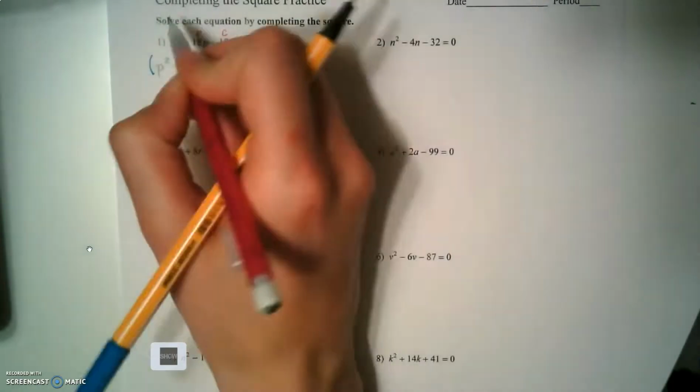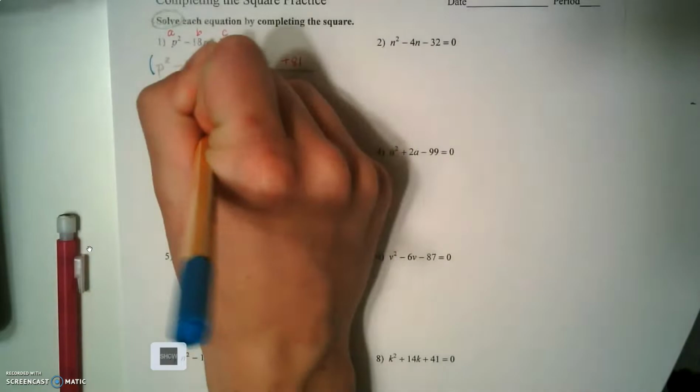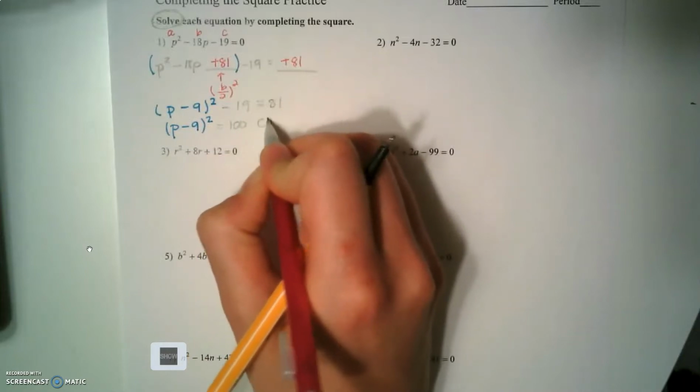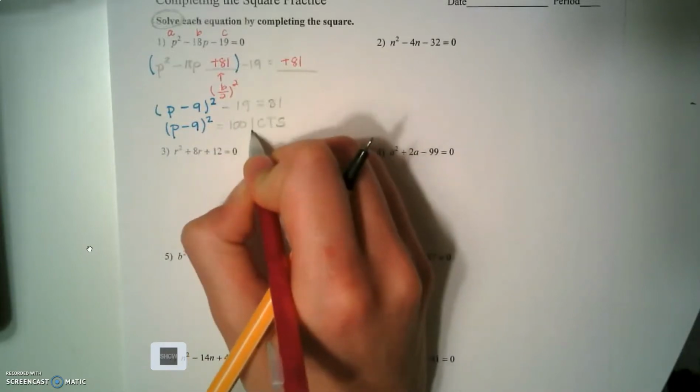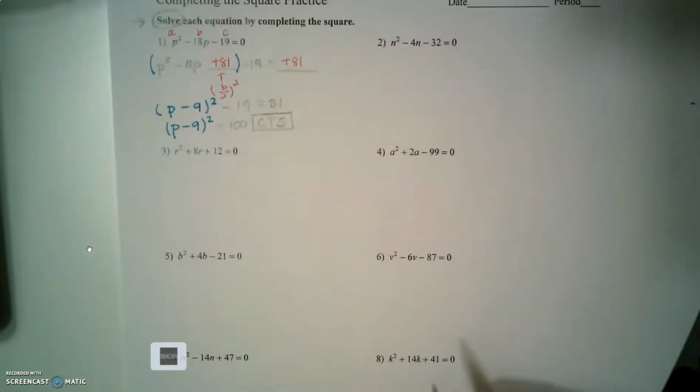Now, notice the directions say to solve. So to solve, I'm going to have p minus 9 squared, and I'm going to add the 19 to the other side to get 100. So at this step, we've completed the square, but we haven't solved yet. To solve, we're going to use the square root method. So I'm going to square root both sides.